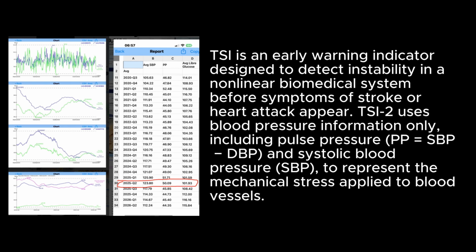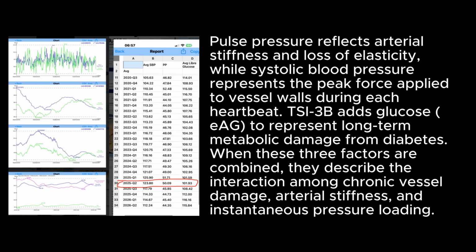TSI is an early warning indicator designed to detect instability in a nonlinear biomedical system before symptoms of stroke or heart attack appear. TSI-2 uses blood pressure information only, including pulse pressure PP equals SBP minus DBP and systolic blood pressure SBP, to represent the mechanical stress applied to blood vessels. Pulse pressure reflects arterial stiffness and loss of elasticity, while systolic blood pressure represents the peak force applied to vessel walls during each heartbeat. TSI-3b adds glucose E to represent long-term metabolic damage from diabetes.